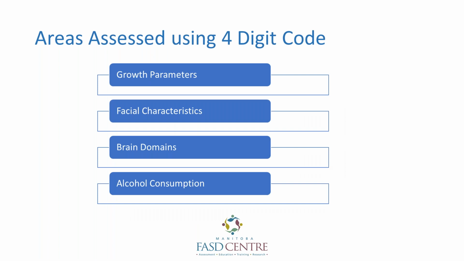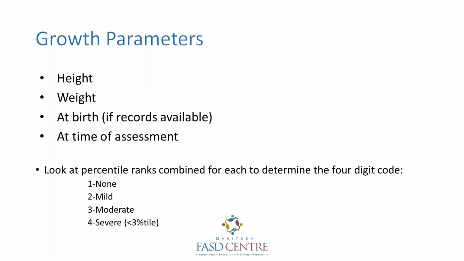So when we see a child, there's 4 areas that we look at, and we put into a 4-digit code. Now you won't see this 4-digit code reflected in any reports. It's more used for research purposes. So we'll go through each one of these, but the 4 areas are growth parameters, the facial characteristics, the brain domains, and alcohol consumption. So for growth parameters, we look at height and weight, and we're looking at the time of birth. We typically have the birth records available, but sometimes we don't. And at the time of assessment, and then we look at the percentile ranks and combine them to determine what the 4-digit code would be.